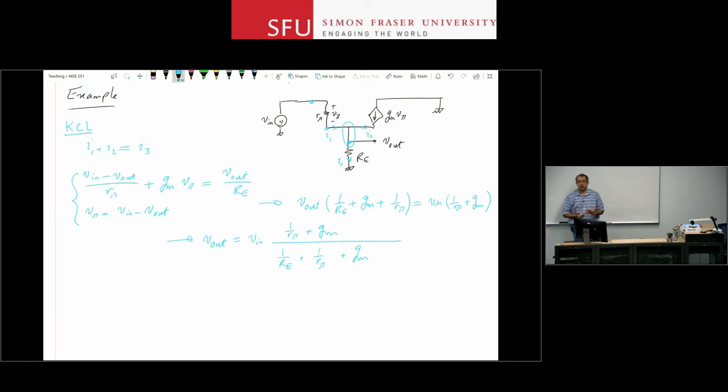If you have values for RE, GM, R pi, you go and plug them in and basically have a numerical value for that coefficient. One thing that will happen in this course, and you will notice that as we go on, is that in most cases we don't really know the value of V in, right?